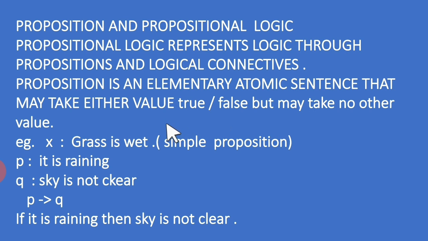So two things have to be fulfilled. First thing, proposition is an elementary atomic sentence that may either be true or false, but may take no other value. It's all about proposition. There can be more than one proposition forming a proposition that will be called compound proposition. So here if it is raining, then sky is not clear is the compound proposition, where two propositions have been brought together using a connective. Which connective? That is conditional. All right.